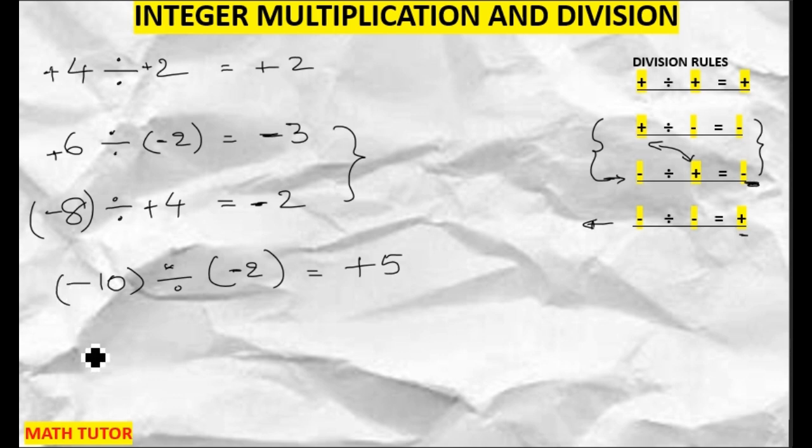Let us see one more example. Minus 12 divided by minus 4. Both integers have a negative sign here, so it will result in a positive sign, and 12 divided by 4 means 3.